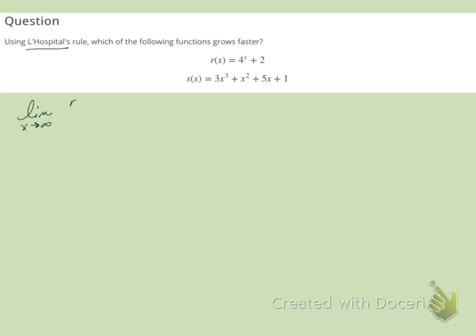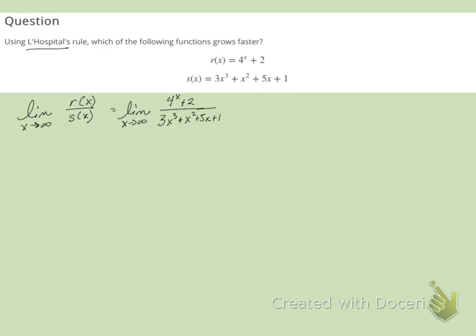And we are going to look at r of x over s of x, which is going to be the limit as x goes to infinity of 4 to the x plus 2 over 3x cubed plus x squared plus 5x plus 1.